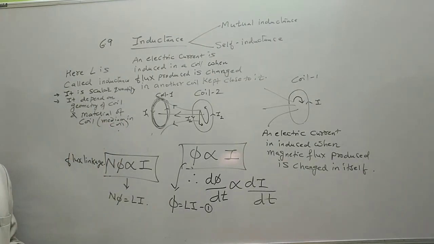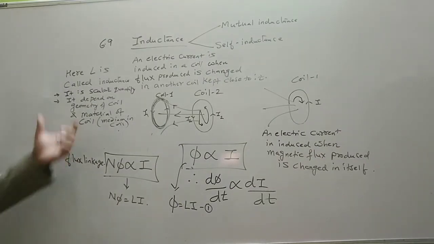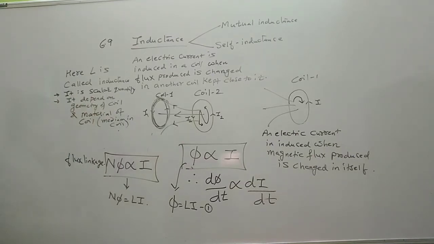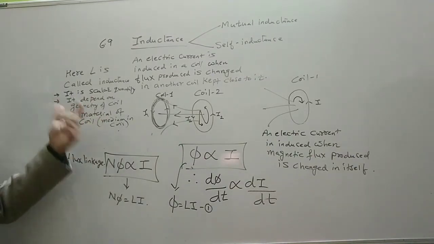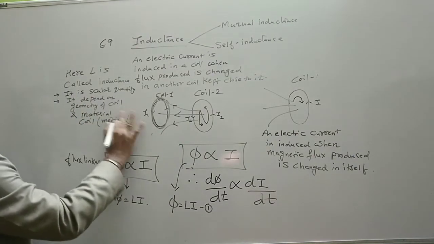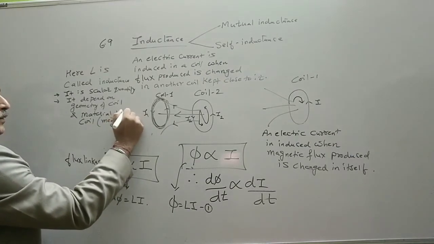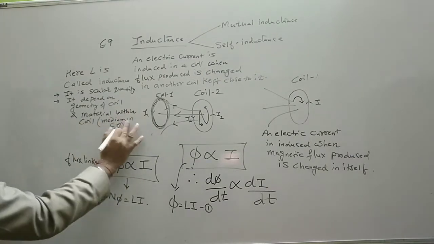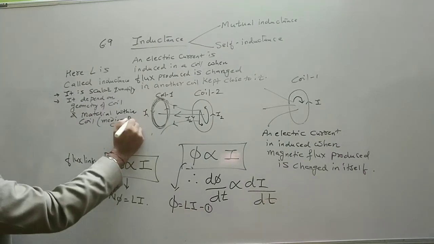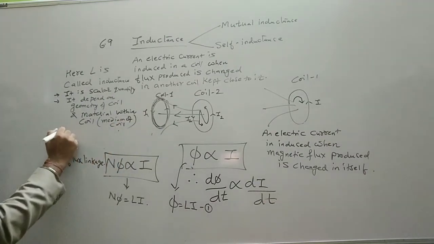Similar to capacitance, the capacitance also depends on area and the separation between the two plates and the dielectric constant. So it also depends on the geometry of the coil and the material within the coil, that is the medium of the coil, similar to the dielectric constant.